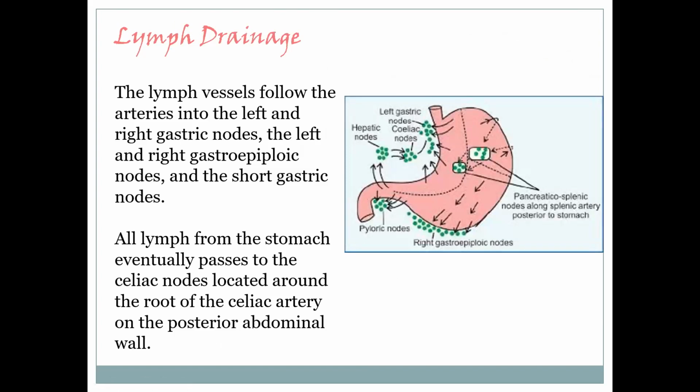The lymph drainage of the stomach is shown in this picture. The lymph vessels follow the arteries into the left and right gastric nodes, the left and right gastroepiploic nodes, and the short gastric nodes. All lymph from the stomach eventually passes to the celiac nodes, which are located around the root of the celiac artery on the posterior abdominal wall.